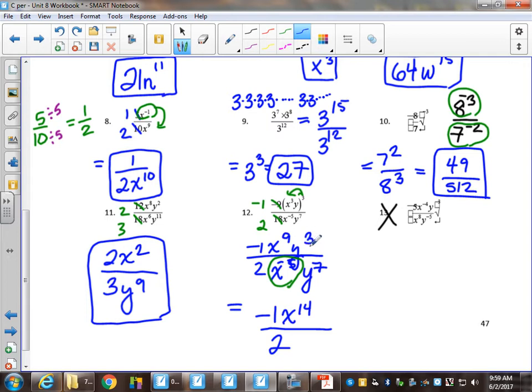In the numerator I have 3. How many are in the denominator? 7. So when we subtract those exponents, how many y's are left? 4, located where?